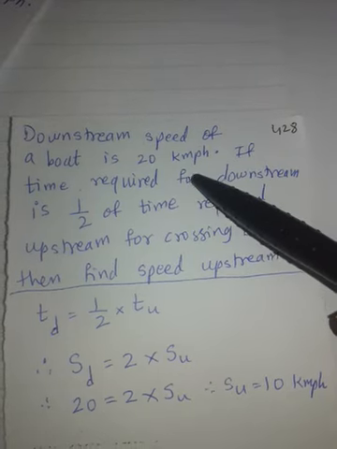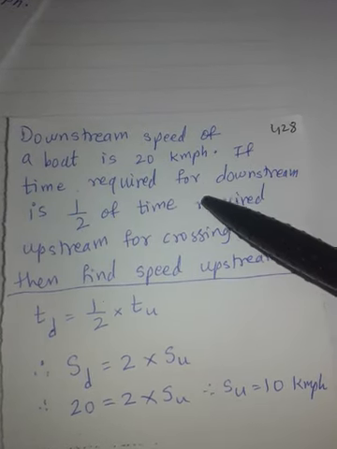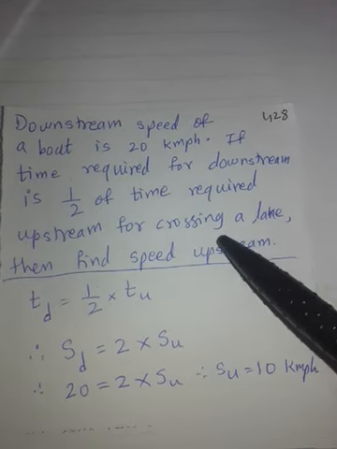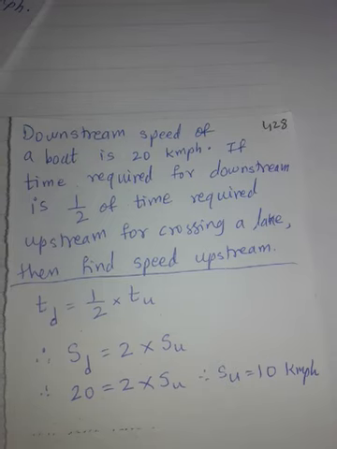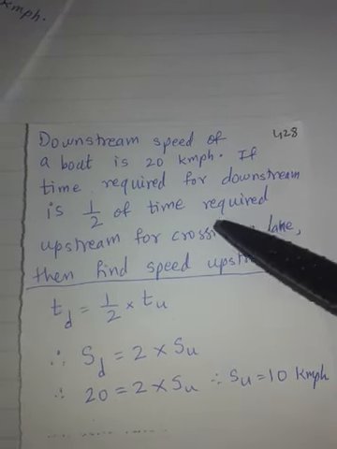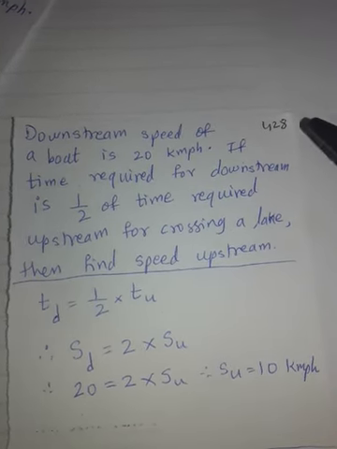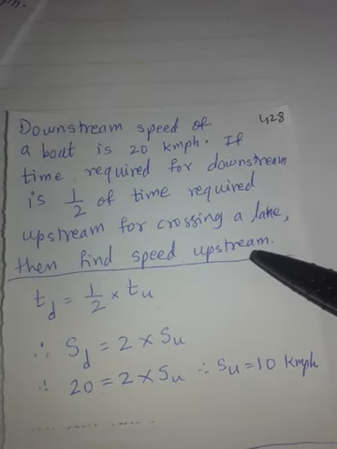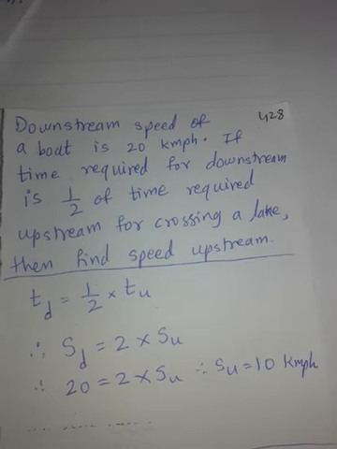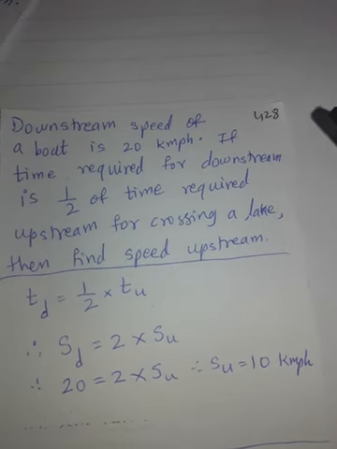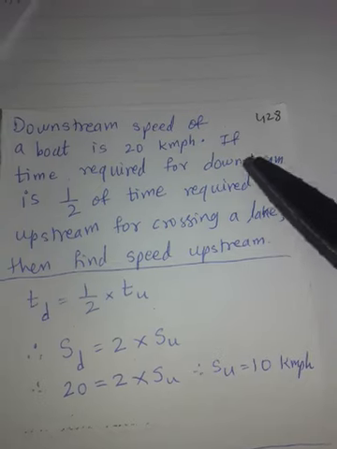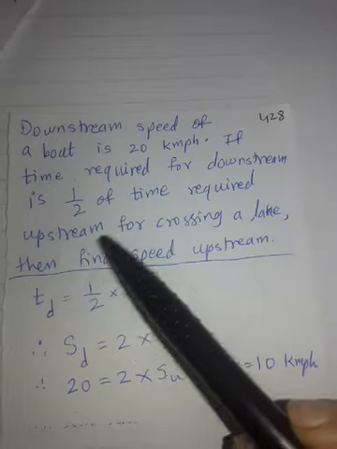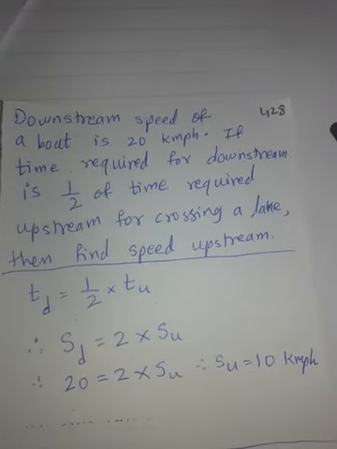Downstream speed of a boat is 20 kmph. If the time required for downstream is half the time required for upstream for crossing a lake, then find the speed upstream. What do we understand from this? Have they mentioned any distance? They haven't. See, speed is given, you need to find time, so naturally we need another quantity, that is distance. But here distance is not at all mentioned. But what they have mentioned? For crossing a lake. So for upstream and downstream, in both cases distance is the same.